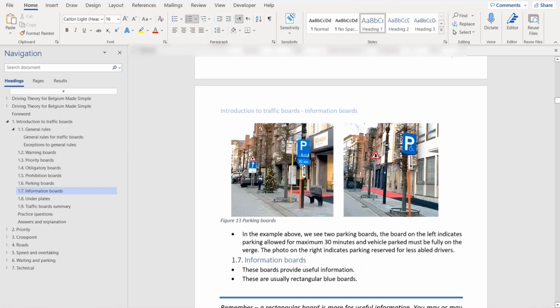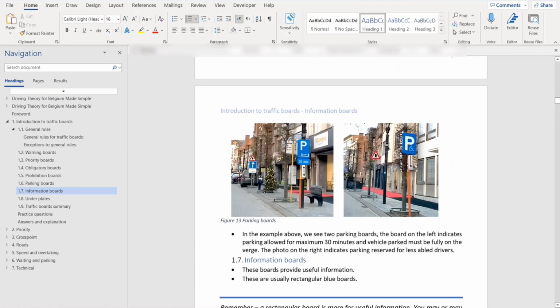So in the two photos here, on the left photo you see both the boards have a big P in it, which means that these are parking boards. The left photo says you are allowed to park here before and after this traffic board, which is indicated by this white plate, the arrows on the top and the bottom. The maximum allowed time for parking is 30 minutes, and you must park this on the elevated porch. So like this car which is parked.